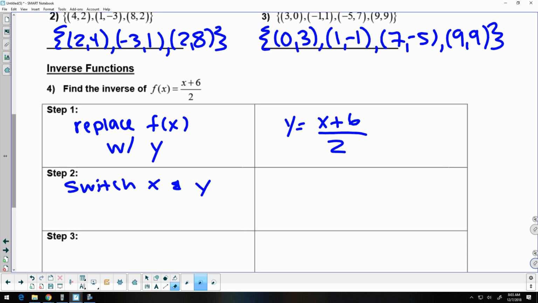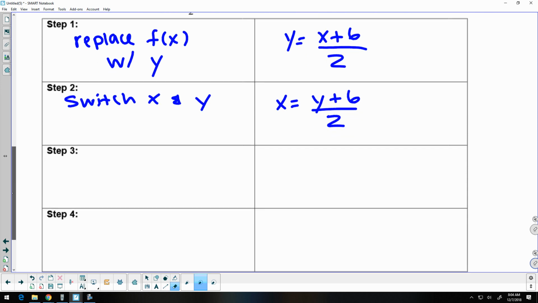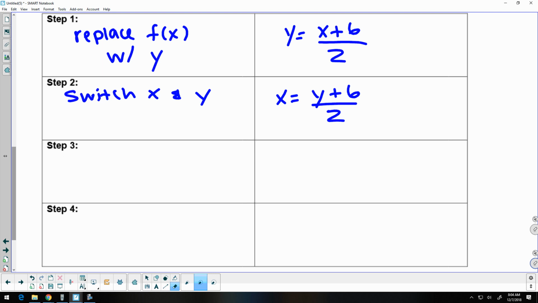Switch x and y. So in the actual equation, switch these two around. Where y is now going to be an x. So it's going to be x equals y plus 6 all over 2. And now your next step, step 3, to actually start finding the inverse, is you now want to solve that new equation. Solve the equation for y.